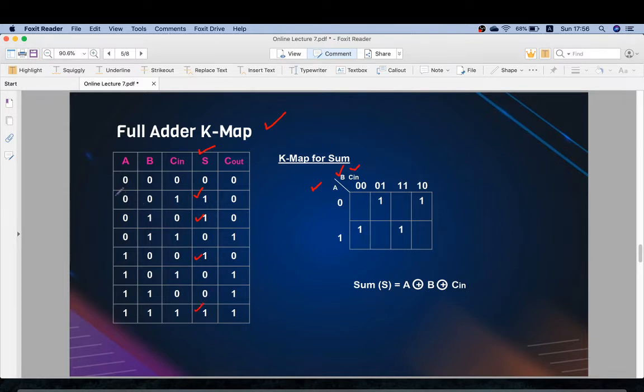So the first one is in 0 0 1. So it's 0 0 1. So here we will mark the 1. The second one is in 0 1 0, that is 0 1 0. So we will mark 1 here.